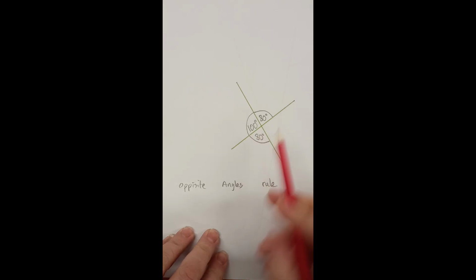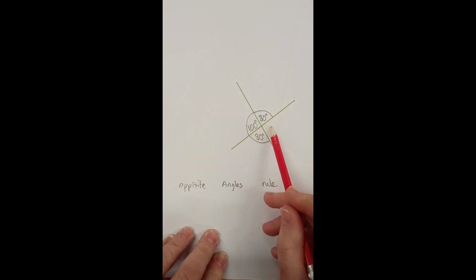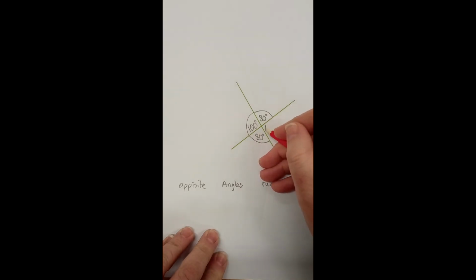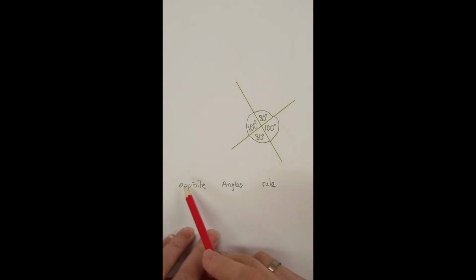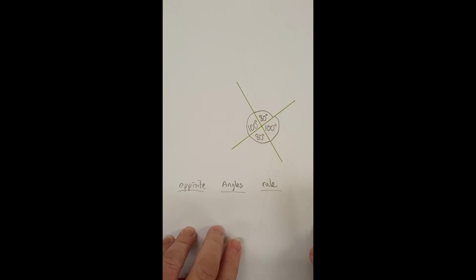And of course, now we're back to our opposite angles rule. If that's 100, this is opposite it. This is also 100. So as you can see, opposite angles when you get an X produced. Okay, so that's your opposite angles rule.